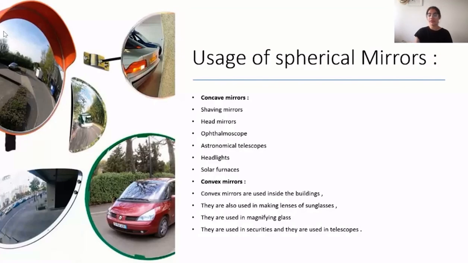Convex mirrors are used in magnifying glasses. Convex mirrors are used in telescopes. Convex mirrors are also used inside different buildings. They even make the lenses of sunglasses. Sometimes convex mirrors are used there. So what I'm trying to tell you is that convex mirrors, concave mirrors, and plane mirrors all have different uses wherever we want a certain kind of image to be formed.